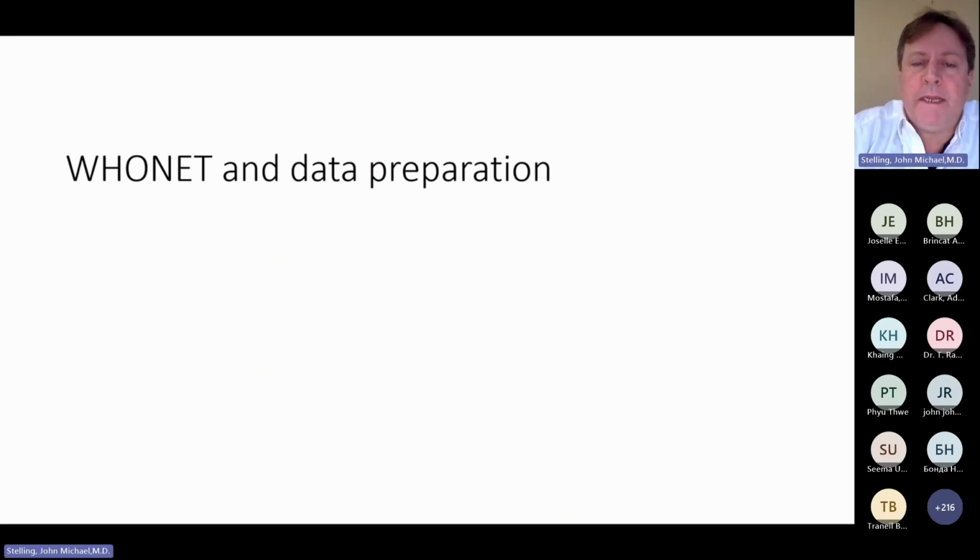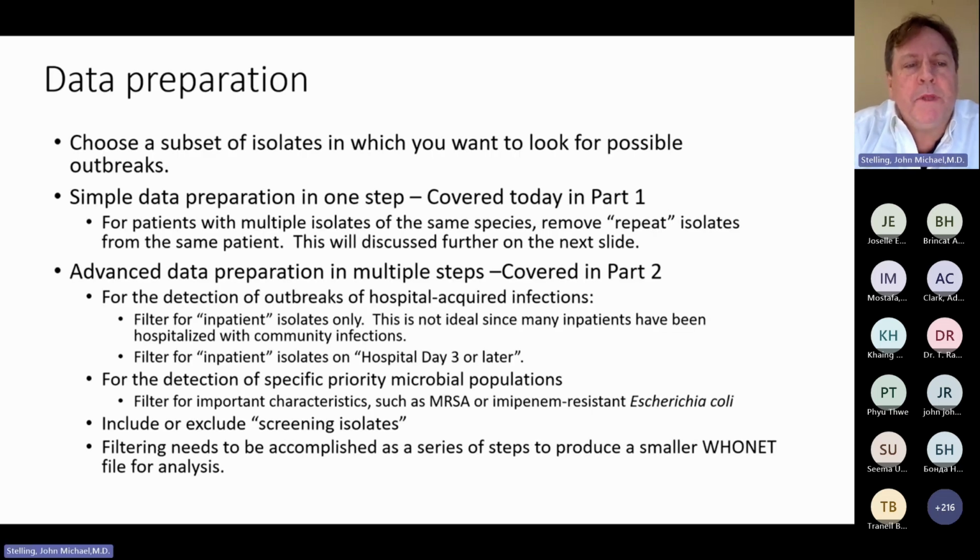So now we'll talk about WHONET and data preparation. You would like to choose a subset of isolates in which you want to look for possible outbreaks. For example, I might want to simply choose isolates of Klebsiella pneumonia. Today, I will talk about simple data preparation in a single step. For patients with multiple isolates of the same species, we would like to remove repeat isolates from the same patient, and I will discuss this further on the next slide. There are also more advanced steps that are possible, and I will cover those in a future webinar.